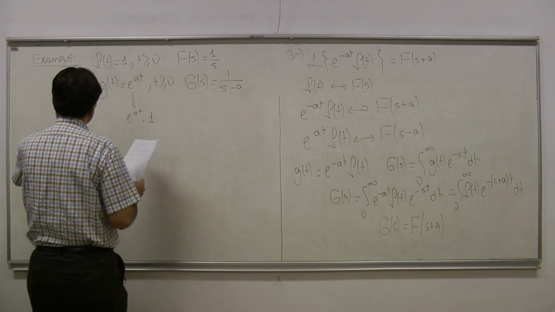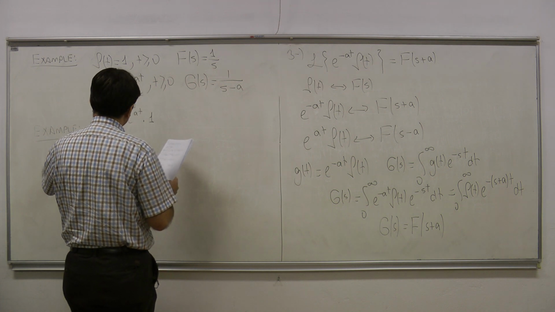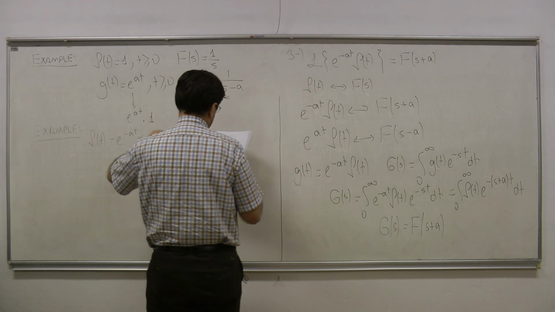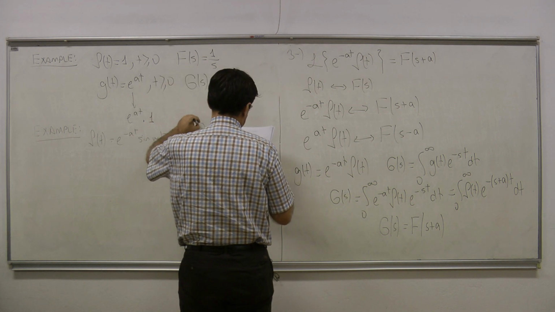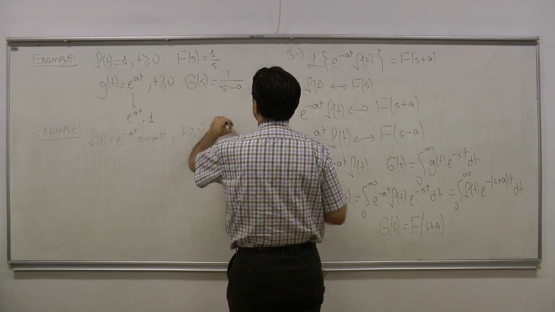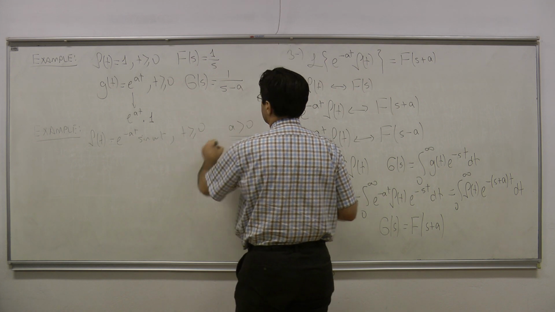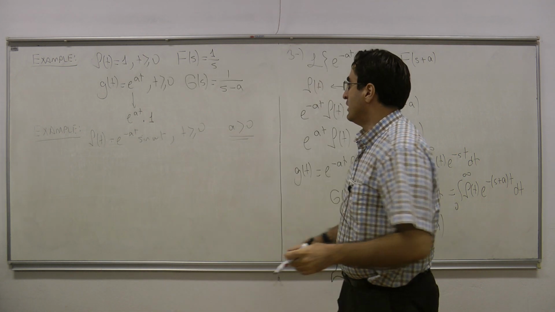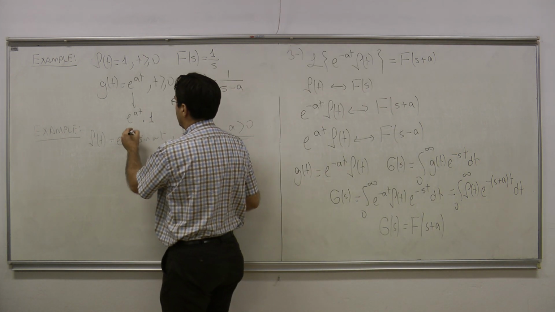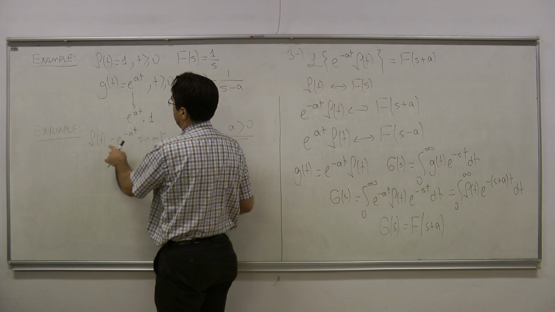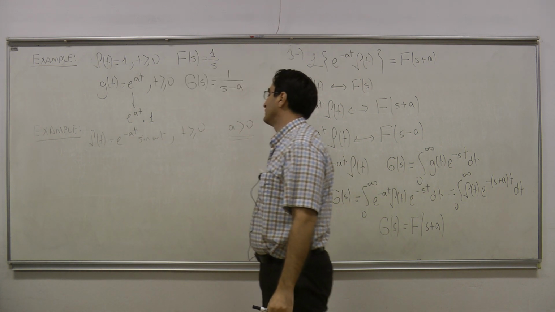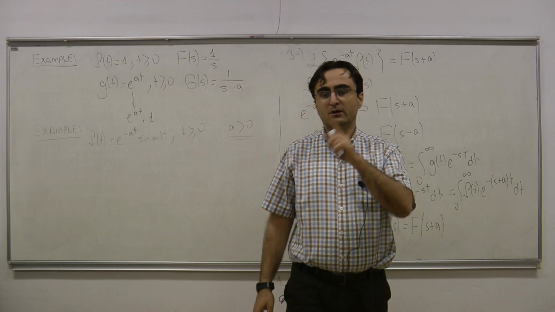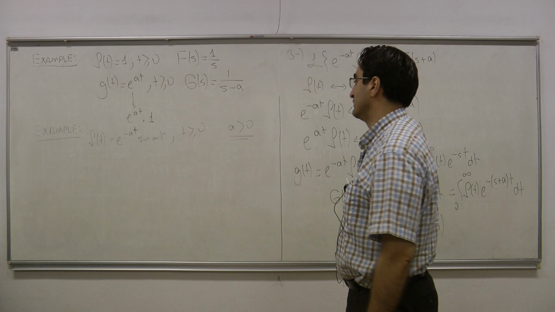So our f of t that we have to find the Laplace transform of is given as e to the minus at sine omega t when t is larger than or equal to 0. And here I'm going to be assuming that a is positive. Okay? So here, when a is equal to 0, I would have e to the minus at equal to 1. So I would have sine omega t, a pure sine, neither decaying nor growing.